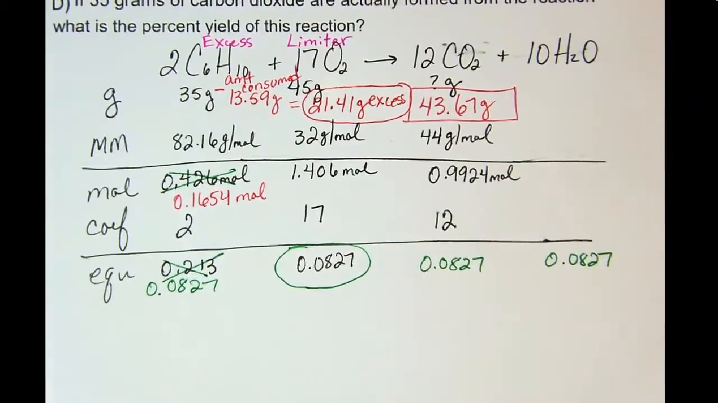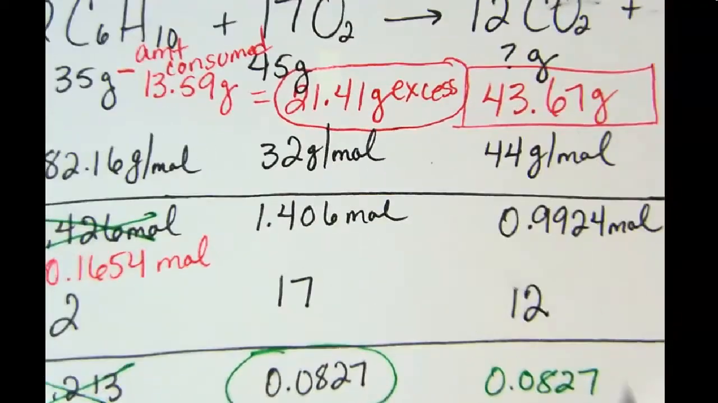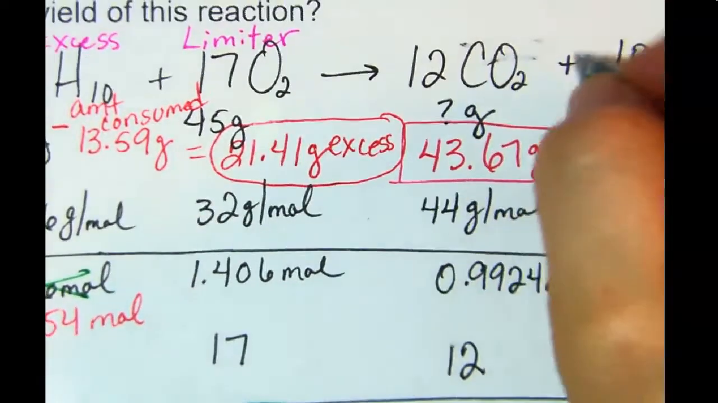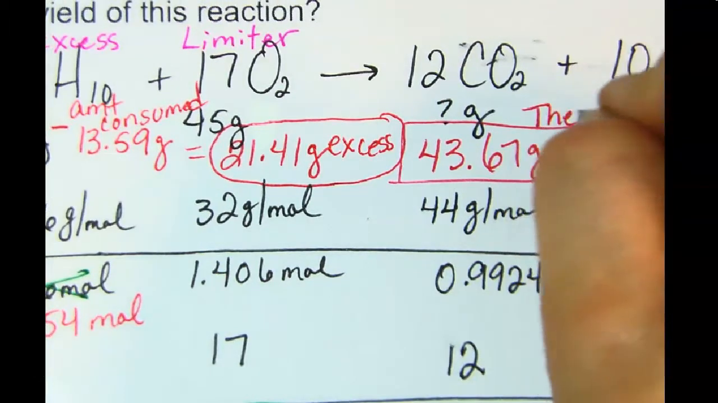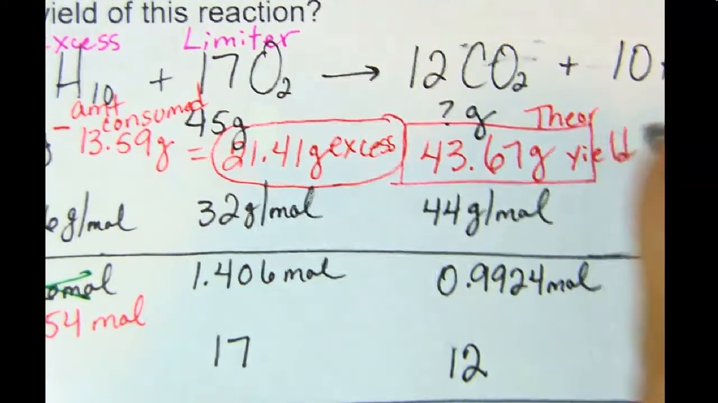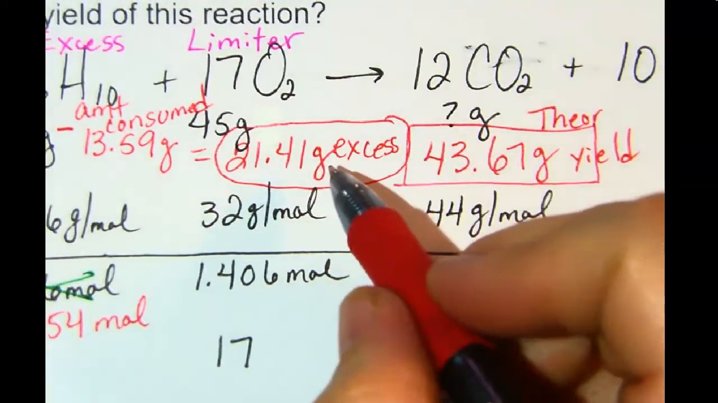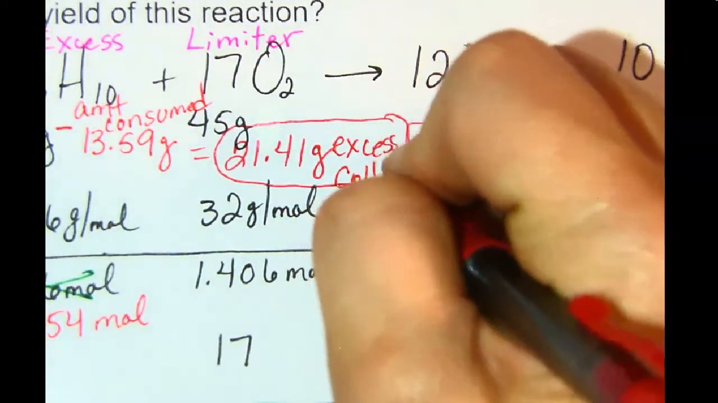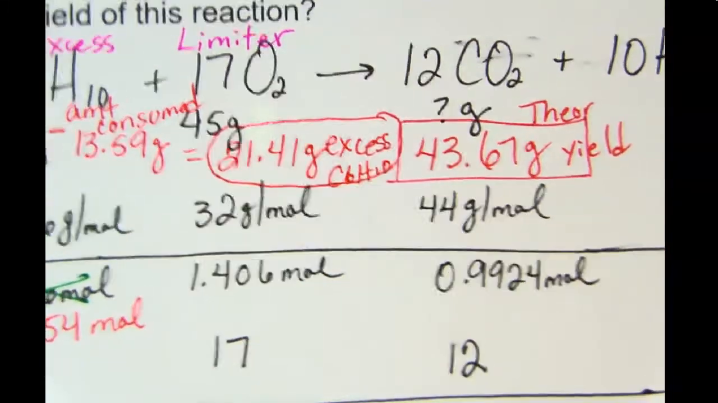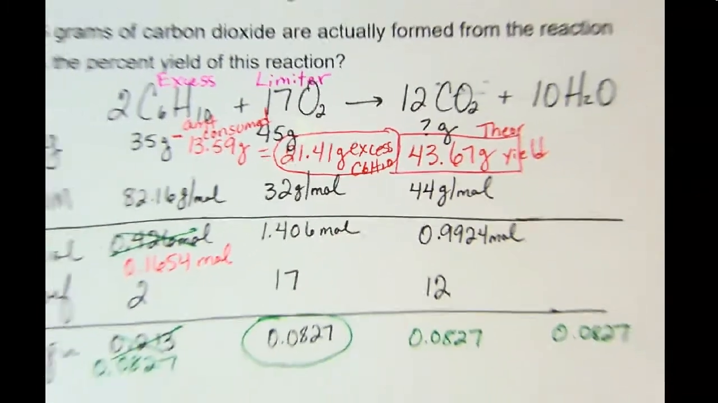And so that's the third thing that we figured out in this problem. This is how much theoretical yield of carbon dioxide we've made, and this is how much excess C6H10 we have left over after this reaction has gone to completion.